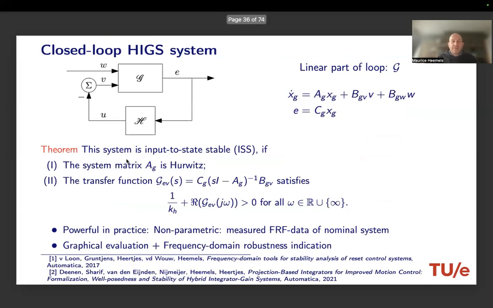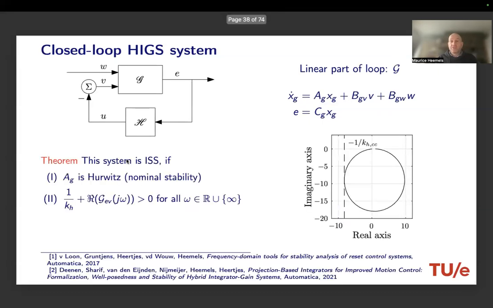Right, and why is this very important? Because now this is something we can test using measured frequency response data of the nominal system only, and we have a sort of graphical check, right? So we can check if it holds or not. Plus, it gives you information when it's not valid, right?